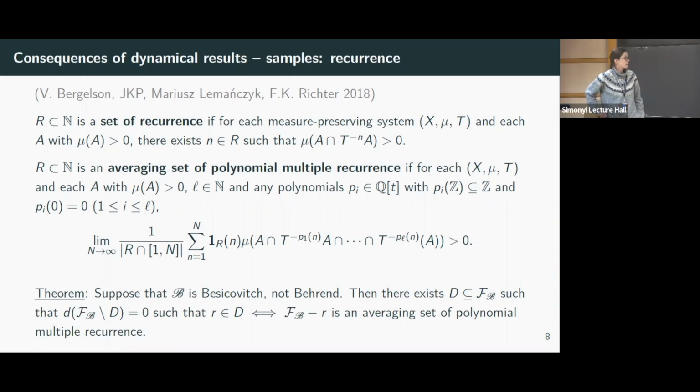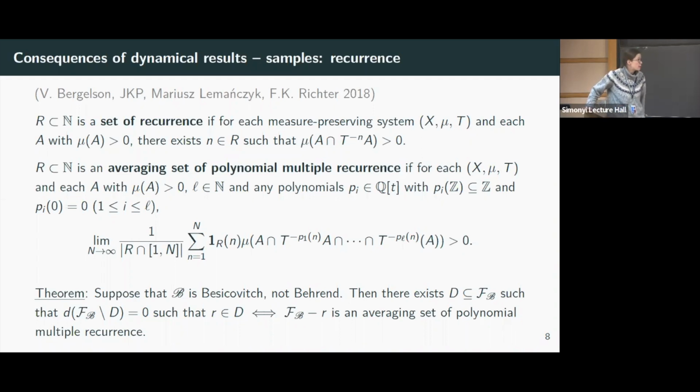Suppose that the density of the set of multiples of B exists, and that B is not Barron. If your set is Barron, then there is not much left, so you cannot really expect recurrence. Well, maybe you can, but it will be far more complicated to prove.